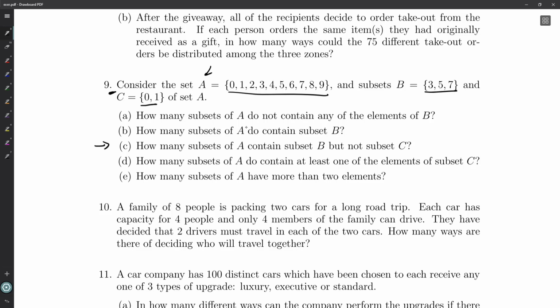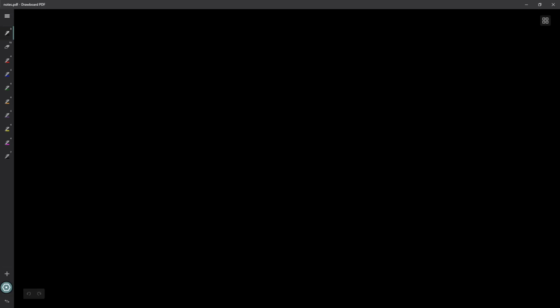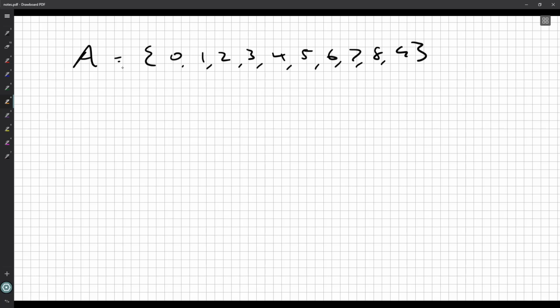Okay, so if I'm looking at subsets of A that don't contain elements of B, I'll just write out A here for a moment. Let's remove what's possible. If I'm picking things from A and I want it to be a subset, but I don't want to have anything in common with B, I can't use 3, I can't use 5, I can't use 7. Automatically, I have no choice. Cannot use those. But for every other element, I've got two choices.